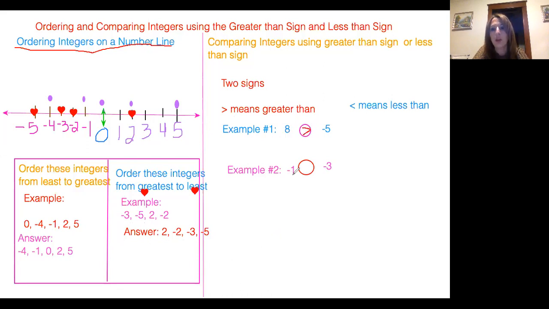Looking at example number 2, would you rather owe somebody $1 or would you rather owe somebody $3? So if you need help, you're going to look at the number line. -1 is 1 unit from 0, right? I owe somebody $1, I'm in the negative by $1. If I owe somebody $3, I'm $3 in the negative that I owe. So clearly, I'd rather owe somebody $1. Therefore, -1 is greater. Hope that makes sense to you.